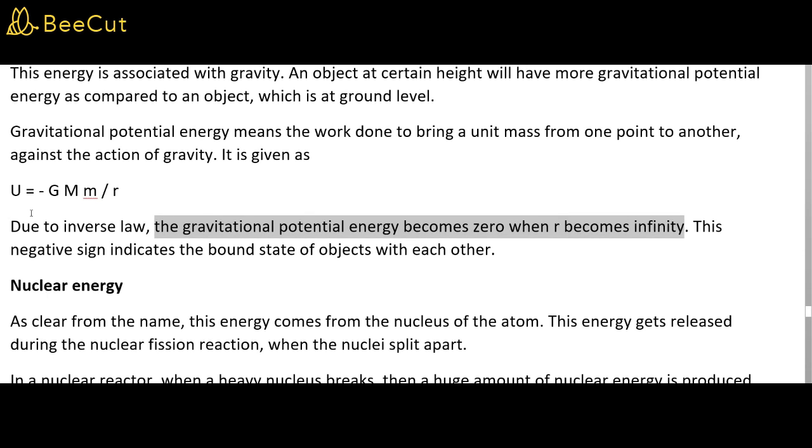This negative sign indicates that the object is bounded in this sense. How? If it moves out of the range of gravity, there will be no force acting on it. That is the reason for the minus sign in the above relationship.